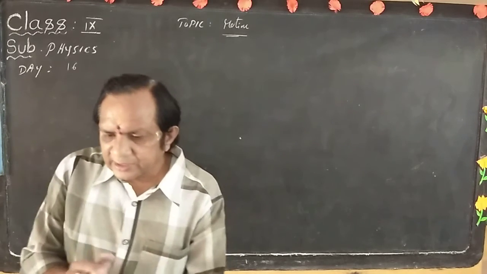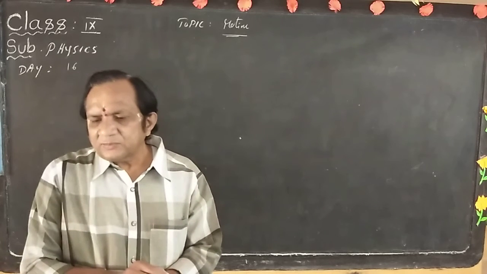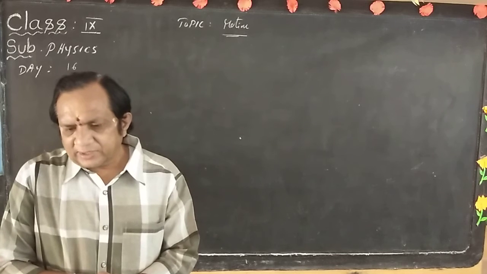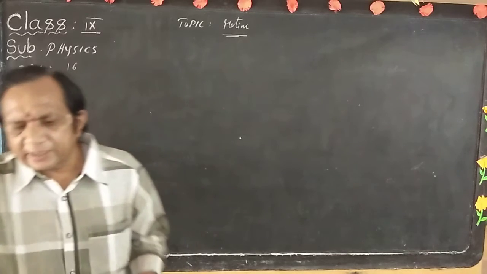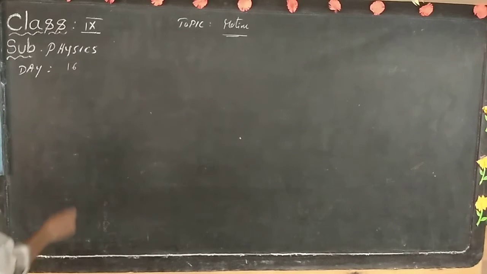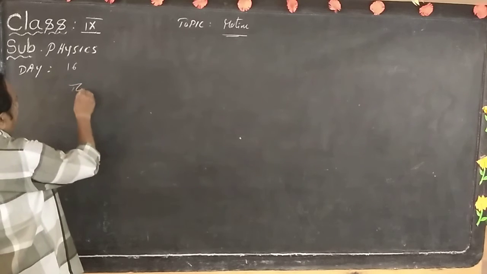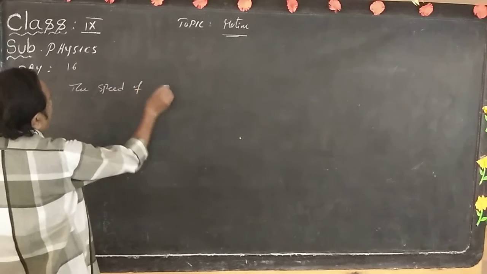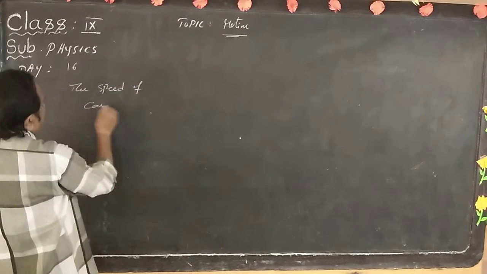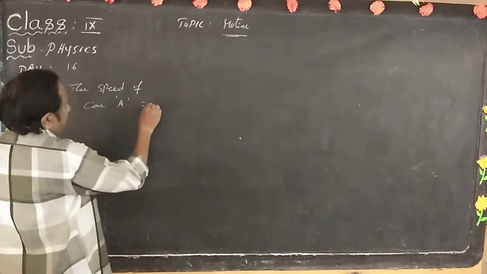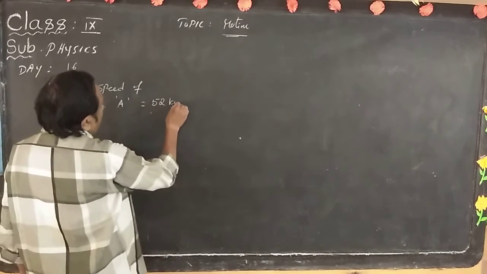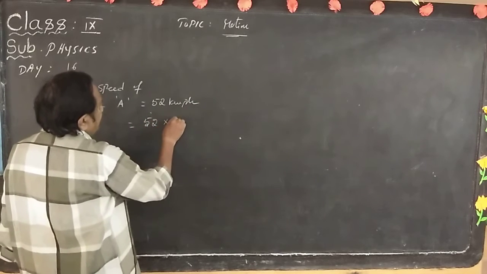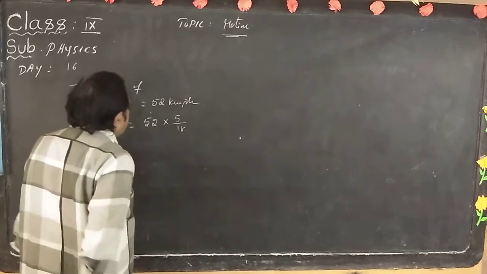So here two cars are there. Car A moves with 52 km per hour. So first of all, that 52 km per hour to convert into meters per second. So the speed of car A, what is that A car speed? 52 km per hour is given. That convert into meters: 52 into 5 by 18.